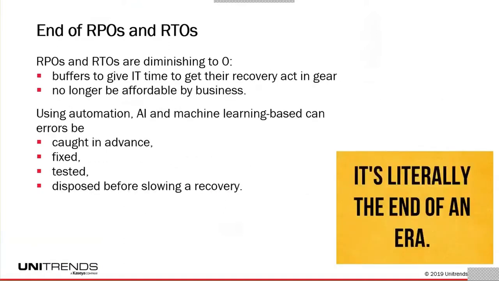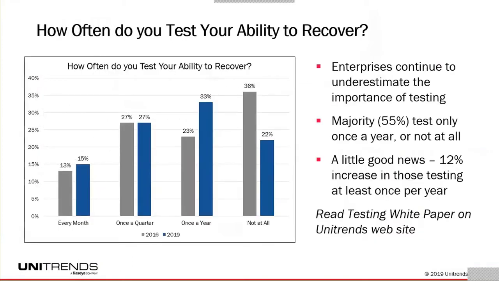And again, as we're seeing RTOs and RPOs shrinking to zero, we're looking for near zero recovery, that 4 nines of availability, giving you 4 minutes of downtime per month. And what does that boil down to per day? We're talking seconds. It really is a high demand on IT. So we're looking to catch errors in advance, fix and test them, or even dispose of bad backups before they can impact recovery.